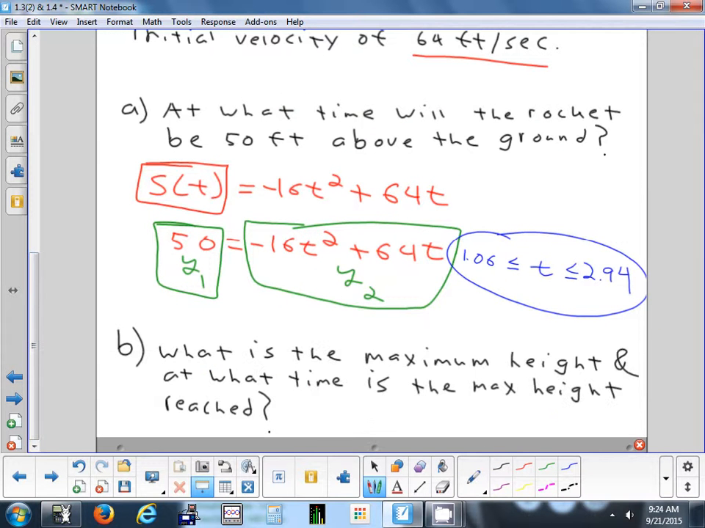Okay. And then actually the last thing, this one's pretty easy. Keep your graph right in there. Okay. When do we hit the maximum height, and what is the maximum height?